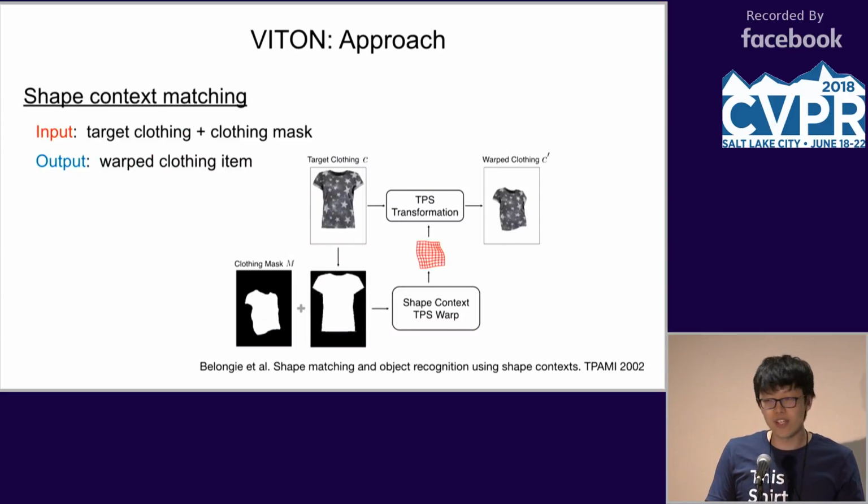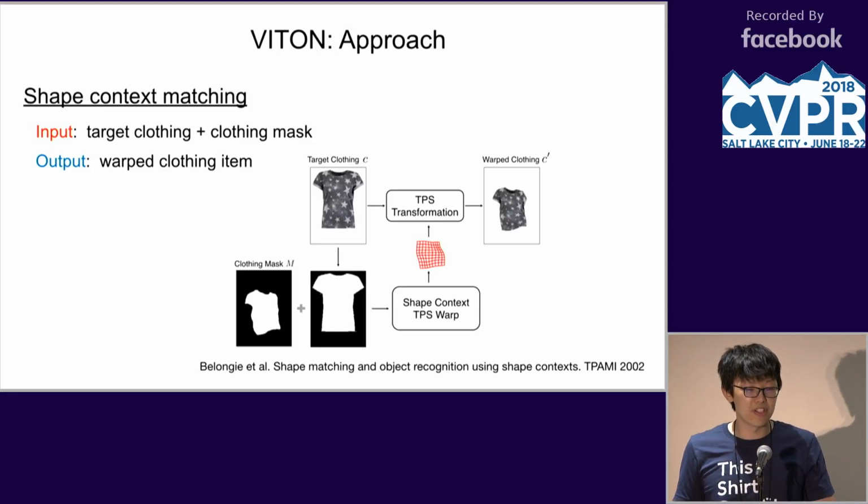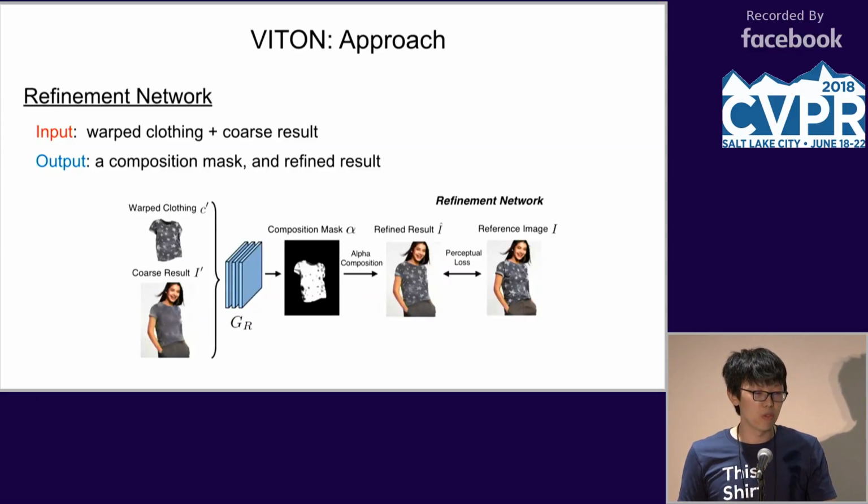To be specific, using the mask generated by the first step and the target clothing mask, we use shape context matching to get the transformation of the target clothes. And that gives us a warped clothing that tells which regions of the virtual try-on result, what the clothes will look like.